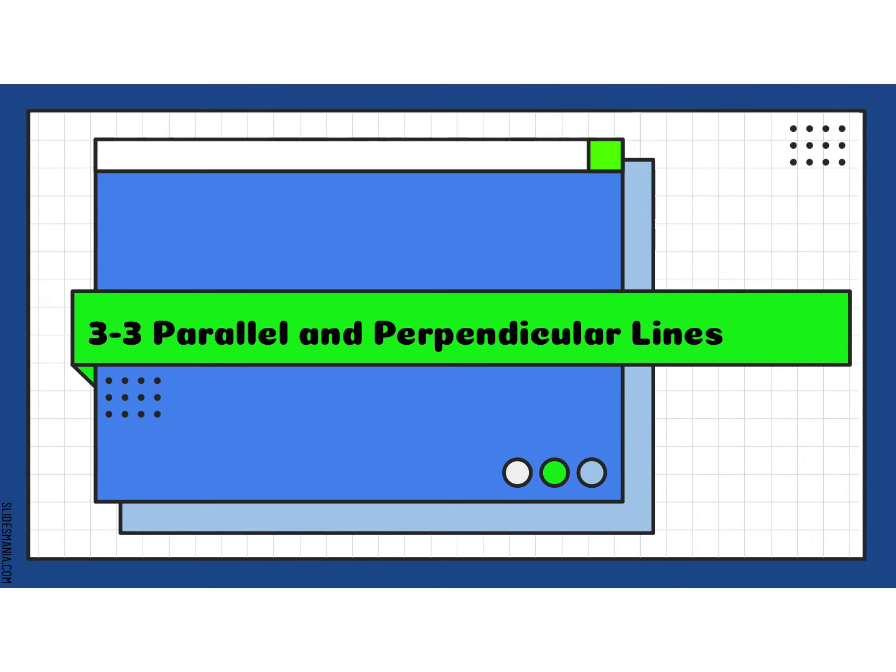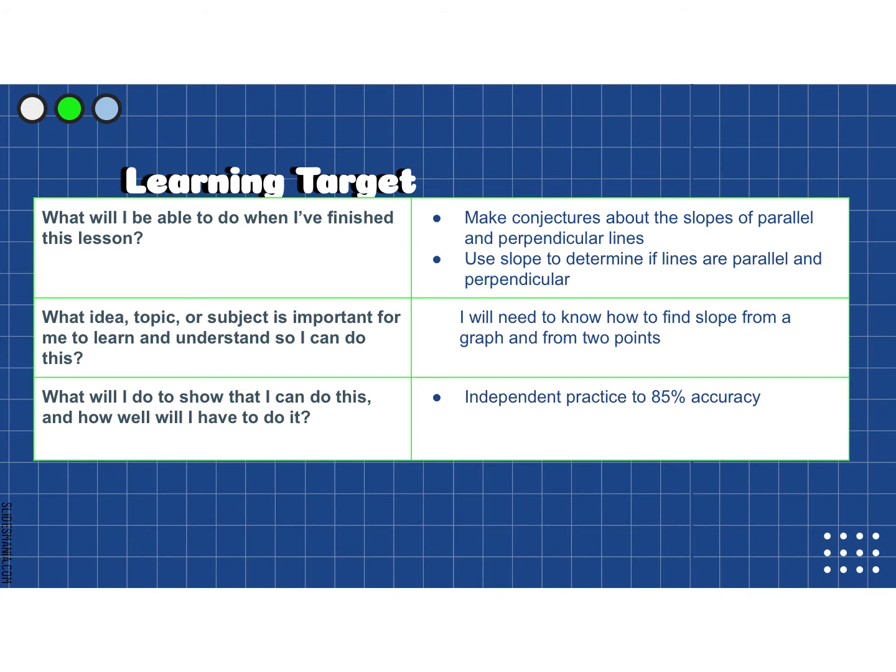This is a video covering lesson 3-3, parallel and perpendicular lines. In this lesson, you will learn to make conjectures about the slopes of parallel and perpendicular lines and use slope to determine if lines are parallel and perpendicular. You'll need to understand how to find slope from a graph and from 2 points in order to do this.